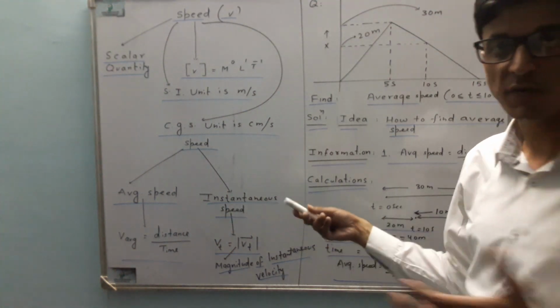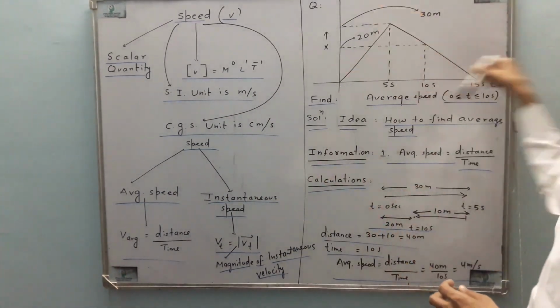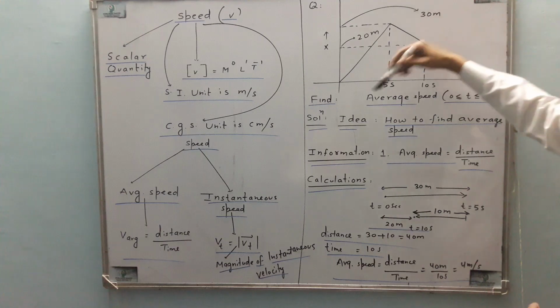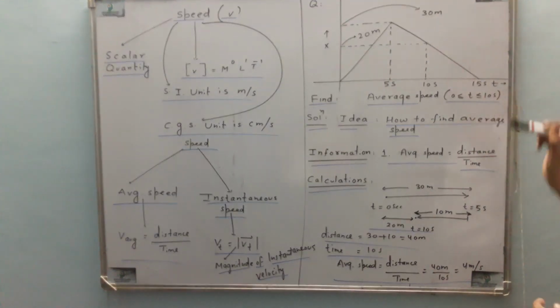So let's implement what we have learned in a question. This is a position time graph of a particle moving along the x-axis, and we need to find the average speed from the time 0 to 10 seconds.